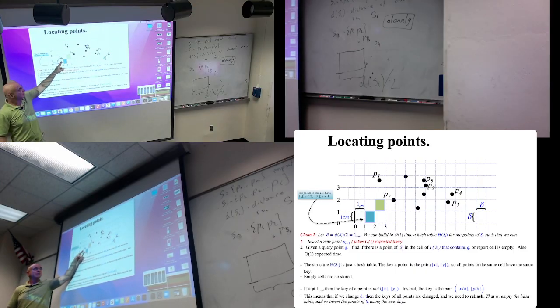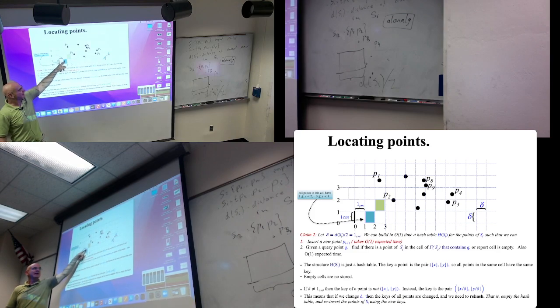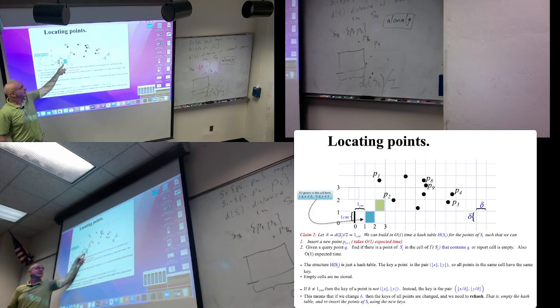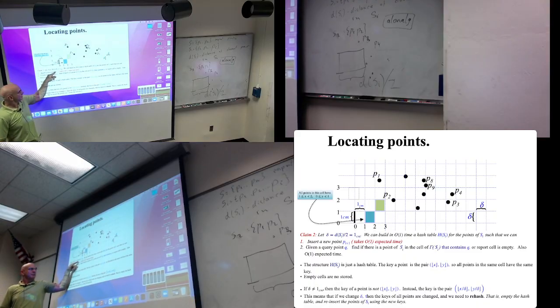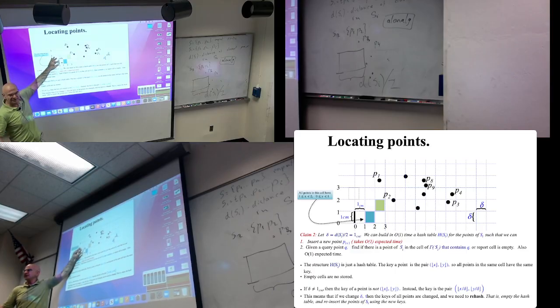Why? Because what's the length of the diagonal of this cell? If this is 1 and this is 1, then the length of the diagonal is square root 2, which is less than 2. And I assumed at the moment that the distance of the closest pair is 1. I normalized it otherwise.